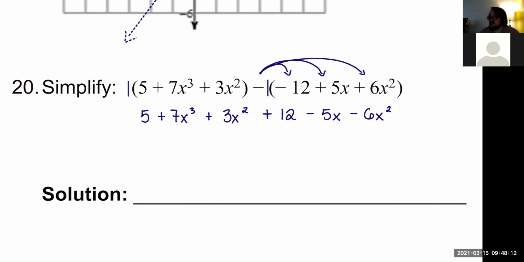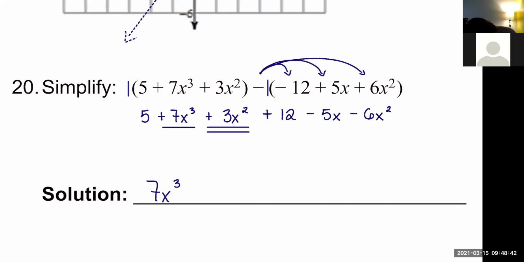Now, I really like descending order, so I'm going to look for the highest exponent and work my way down from there. And it looks like we have a 7x to the third. Is there any like terms to combine with 7x to the third? No. So if there's nothing to combine with it, it's not going to change. I just bring it on down and move on to the next power, which is going to be x to the second. First one that catches my eye is 3x to the second.